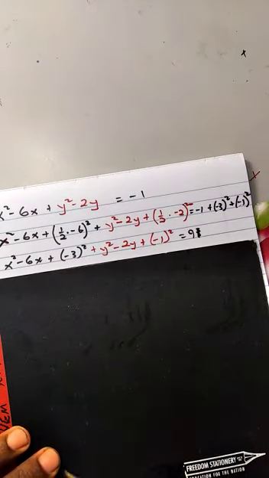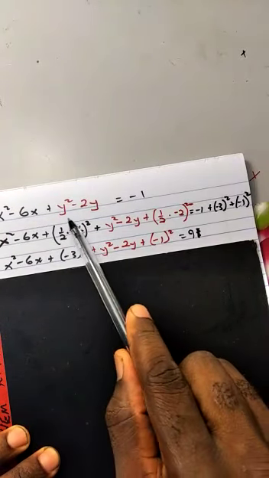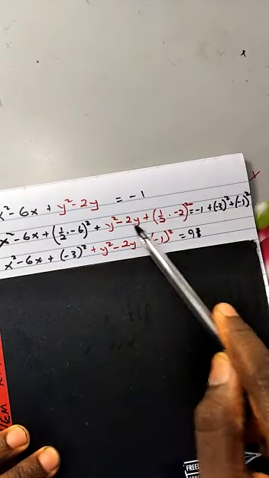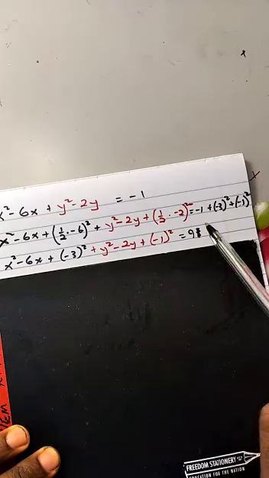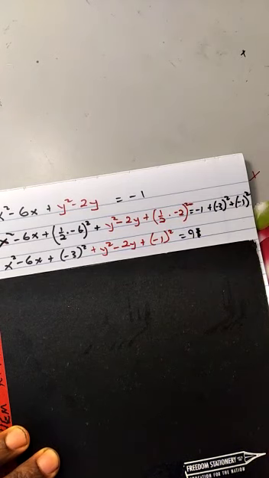On simplification, x squared minus 6x plus negative 3 squared. Negative 3 squared is the simplification of this. Here it is. y squared minus 2y plus negative 1 squared. Negative 1 squared is the simplification of this one. That gives me that. If I simplify this, it gives me 9. All right?